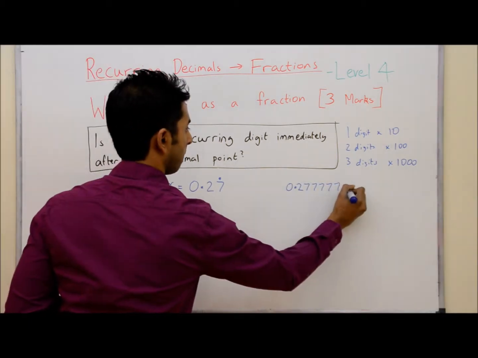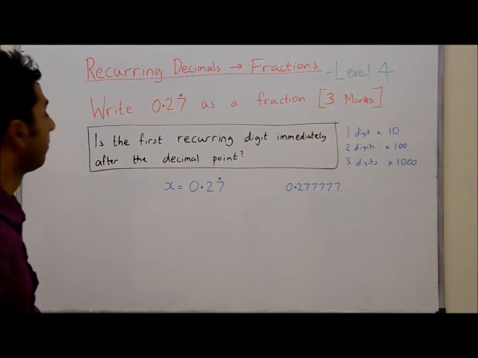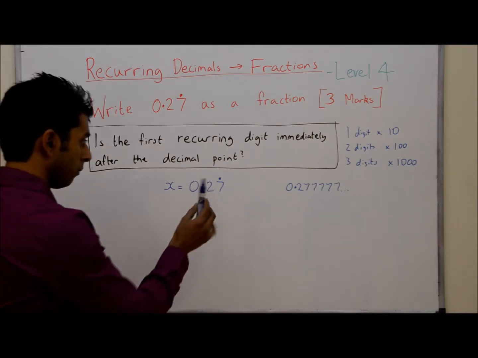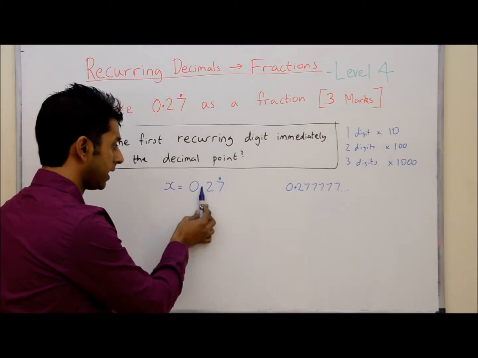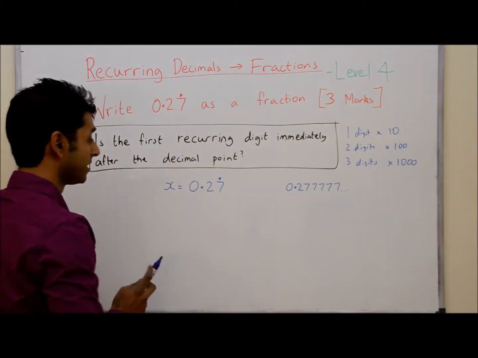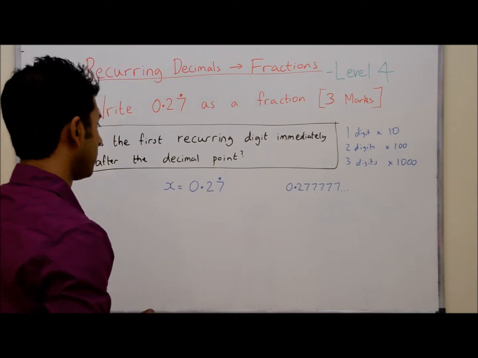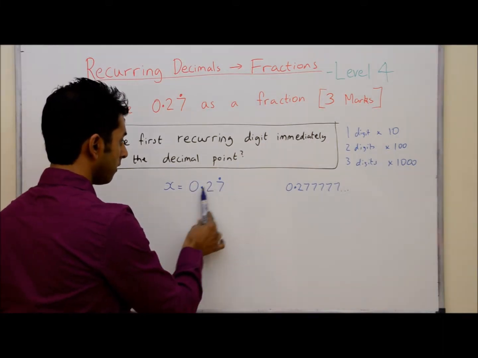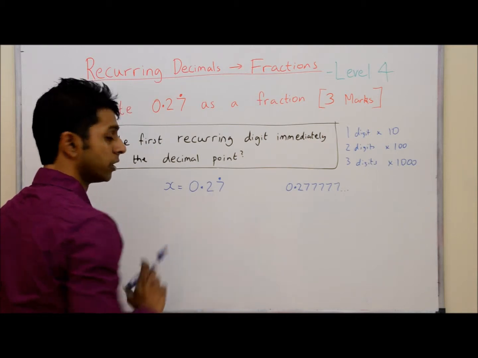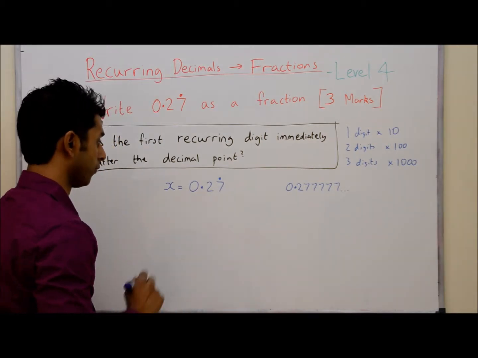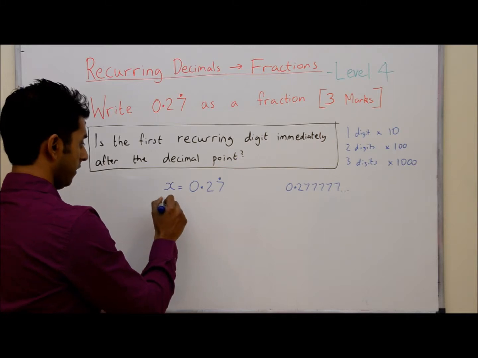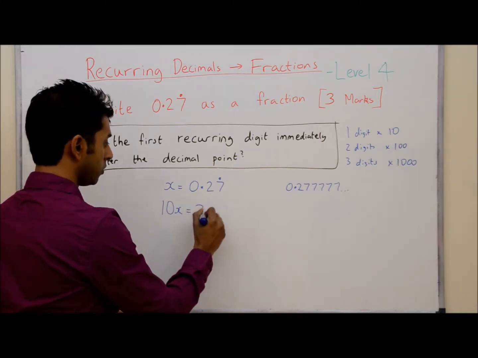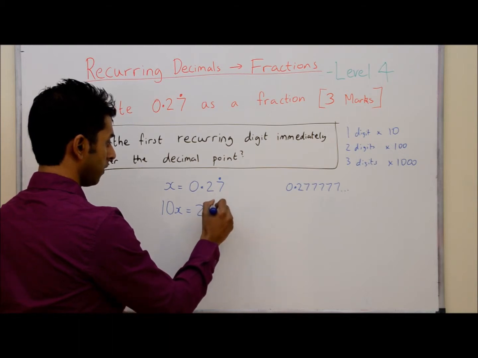Okay, so this will carry on. So we ask ourselves this question again: is the first recurring digit immediately after the decimal point? Well, here is the first recurring digit and here is the decimal point. So for the first time, the answer to this question is no. So what we need to do is make sure that it is. So I need to make sure that the decimal point is here. In order to do that, I need to multiply through, first of all, by 10. So if I times through by 10, I get 10x equals 2.7 recurring.